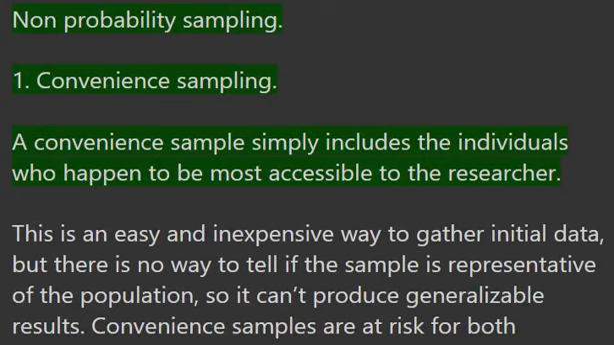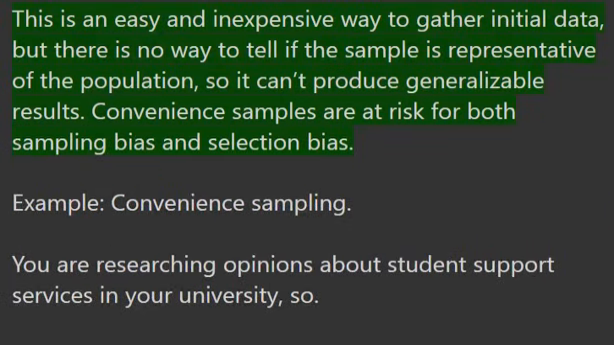Non-probability sampling. 1. Convenience sampling. A convenience sample simply includes the individuals who happen to be most accessible to the researcher. This is an easy and inexpensive way to gather initial data, but there is no way to tell if the sample is representative of the population, so it can't produce generalizable results. Convenience samples are at risk for both sampling bias and selection bias.